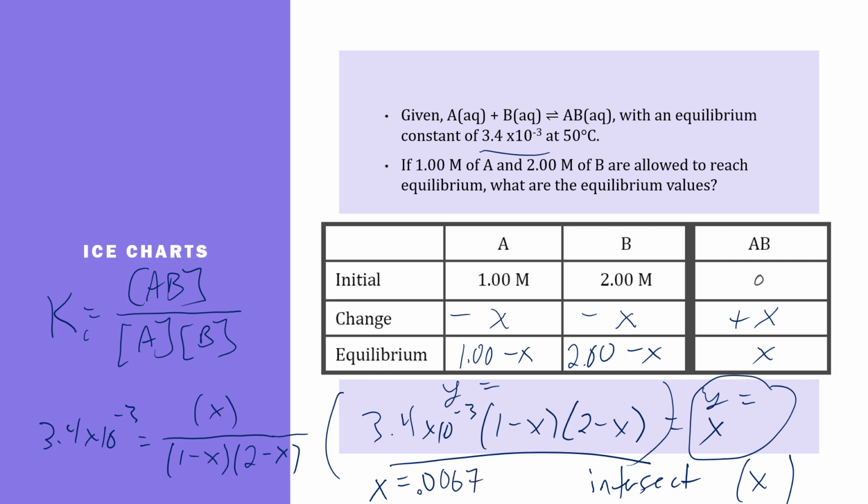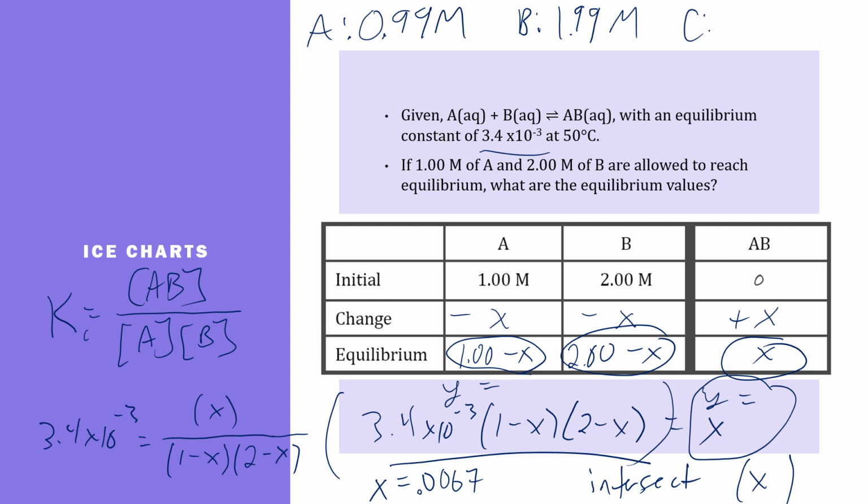Then what you need to do is plug that x value back into your ICE chart to find the equilibrium values for each of those things. So when you do that, I'll write it up at the top, you would do 1 minus 0.0067 will give you the value for A, which is just about 0.99 with 2 sig figs. For B, you'll do 2 minus 0.0067 and you'll get just about 1.99 for the concentration of B. And then C is just x, so that's the 0.0067 molar for C. And so that's how you solve those.